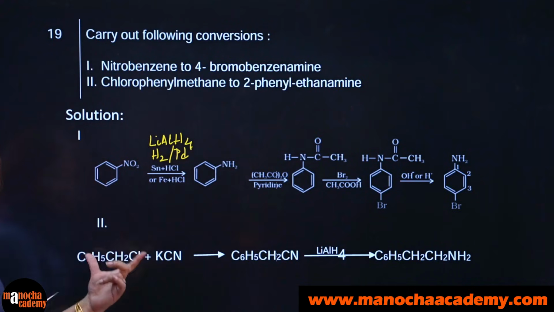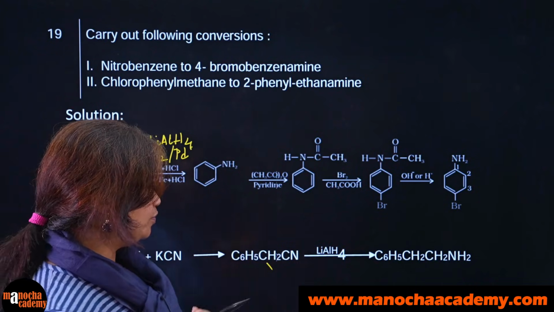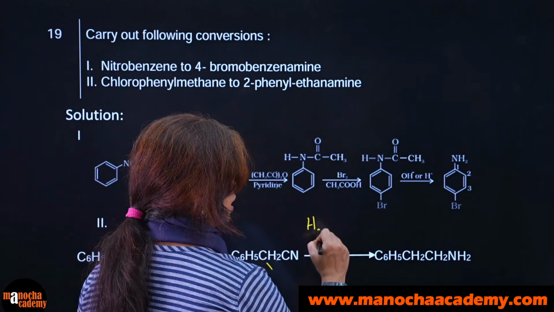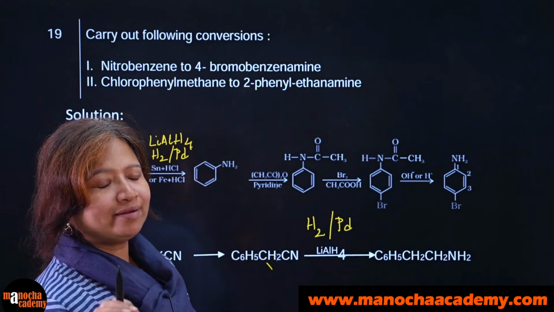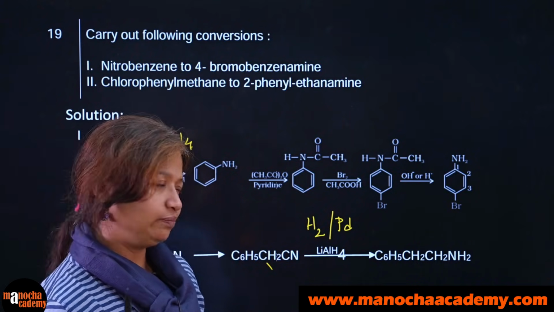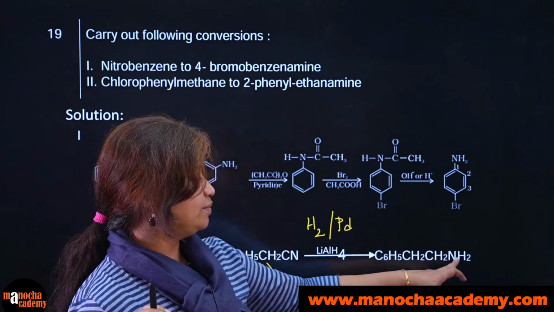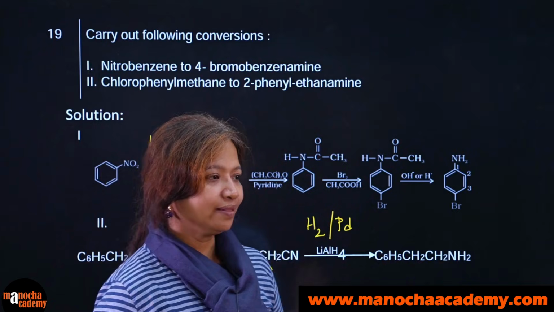And the next one, as I told you, CH2Cl, KCN, you get the corresponding cyano compound. Cyano you can reduce by lithium aluminum hydride, or here also you can use hydrogen palladium, but nothing else. Sodium borohydride and all those do not reduce cyano to a CH2NH2 group. Keep that in mind. And here ultimately you get the amine. So the conversion is done.